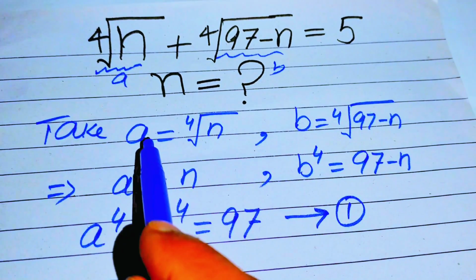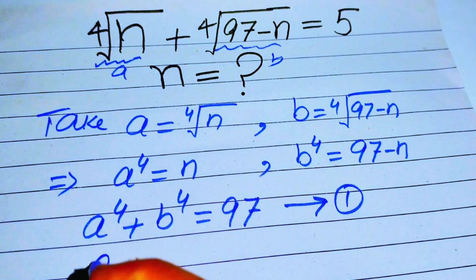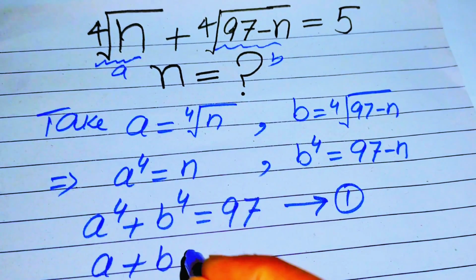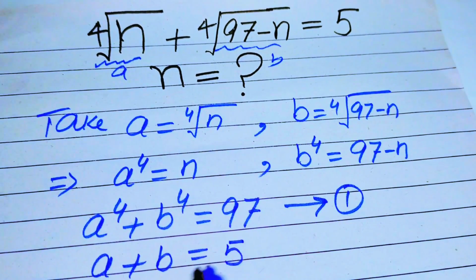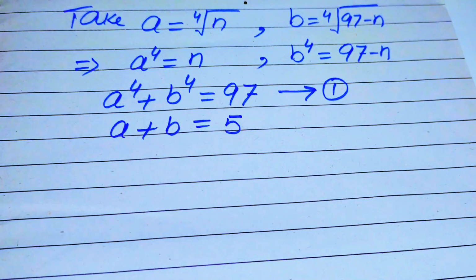And now when we put the values of a and b in the given equation, then you get a plus b equals 5. So here we have these two equations, and now we can solve these two equations and find the values of n.